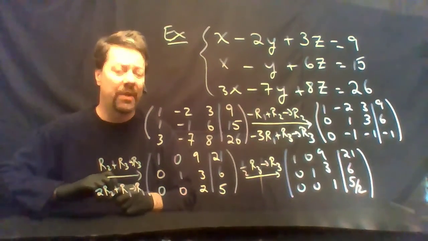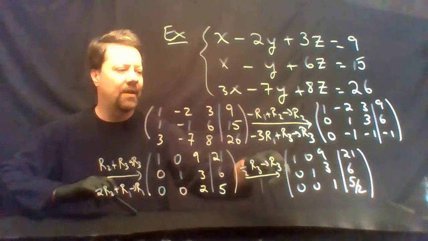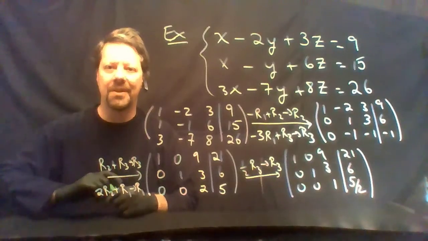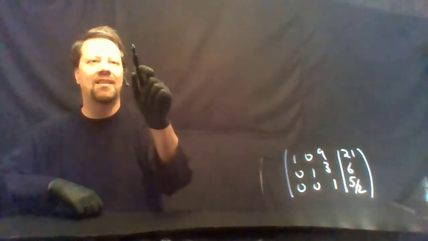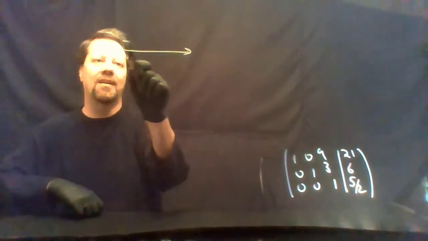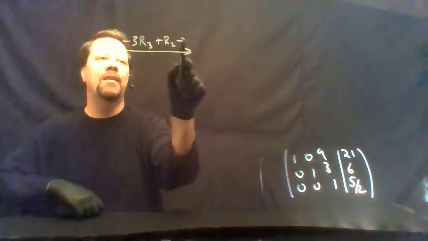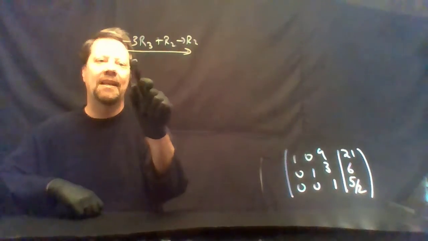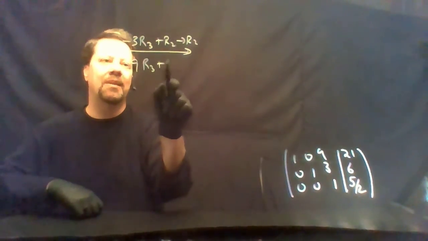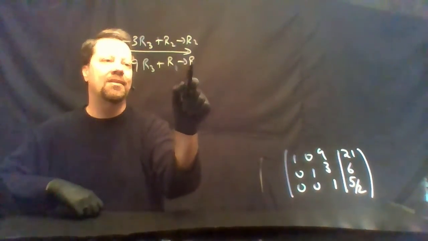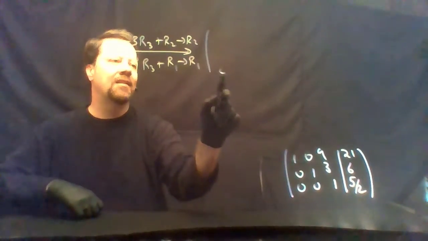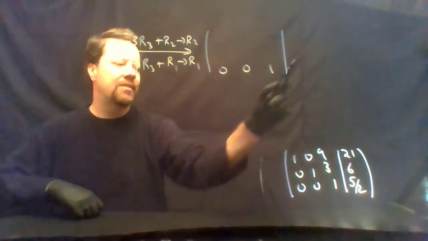To obtain reduced row echelon form requires two more elementary row operations. The operations are -3 times row 3 plus row 2 yields a new row 2, and -9 times row 3 plus row 1 yields a new row 1. The third row stays as it is.